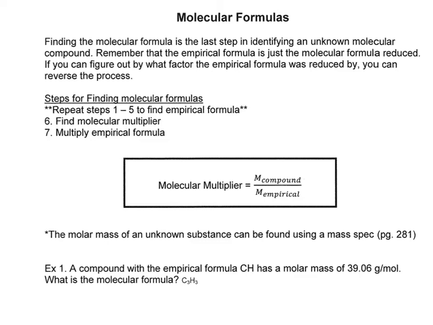In order to find the molecular multiplier, which is what the empirical formula was reduced by, you take the molar mass of the original compound and divide it by the molar mass of your empirical formula. The molar mass of an unknown substance can be found by using a piece of equipment known as a mass spectrometer. You can review on page 281 at how this machine works. Remember, this is also how different isotopes of elements are identified and their abundances are determined.